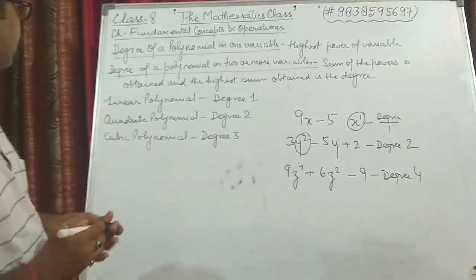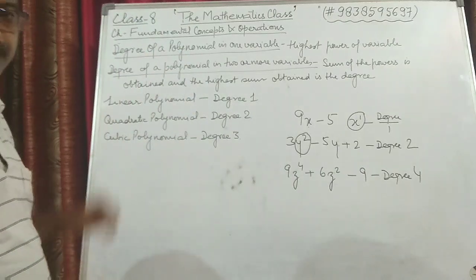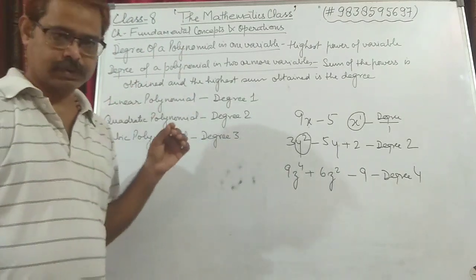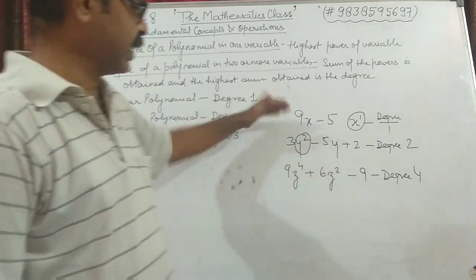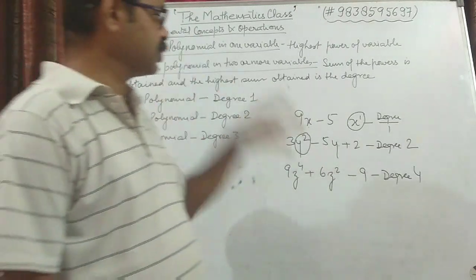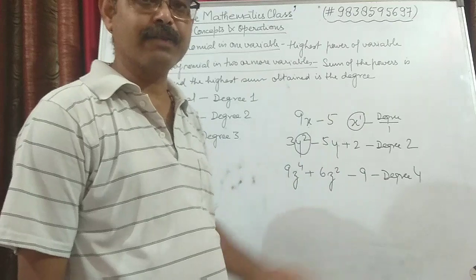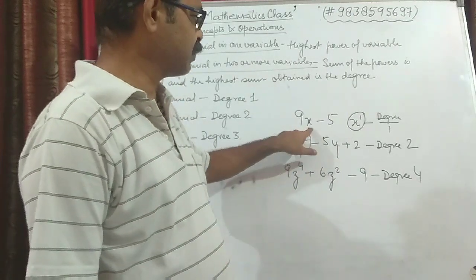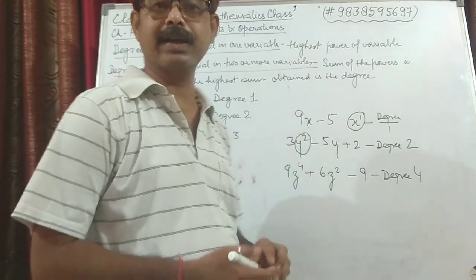I hope you have understood the meaning of the degree of a polynomial in one variable. If you have a polynomial in one variable, let's say x, y or z, then what is its degree? The highest power of the variable. As here it was 1, here 2, here 4, and similarly like that.